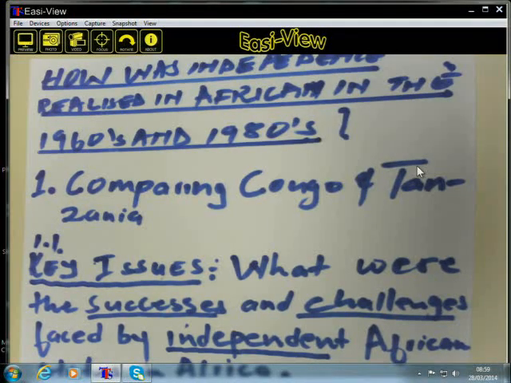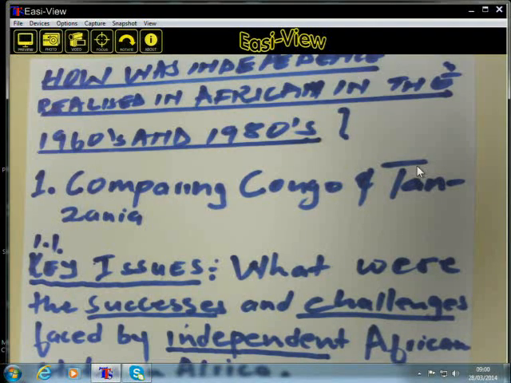As in maths, they say what you do on the left-hand side, you must also do on your right-hand side. So, in these comparative studies, your essay in particular must focus on Congo and Tanzania. Your focus must be on Congo and Tanzania.